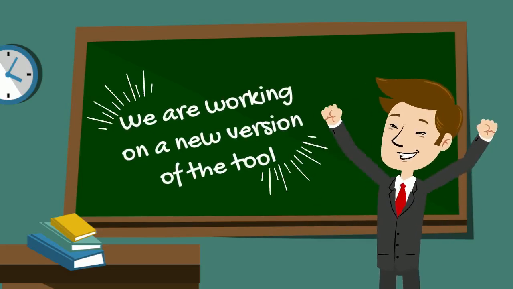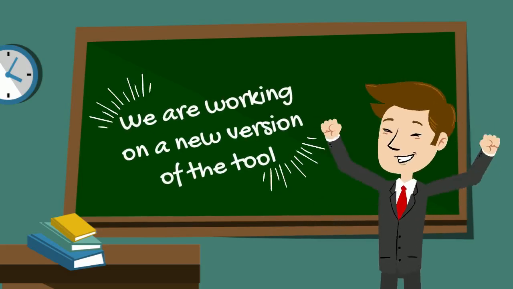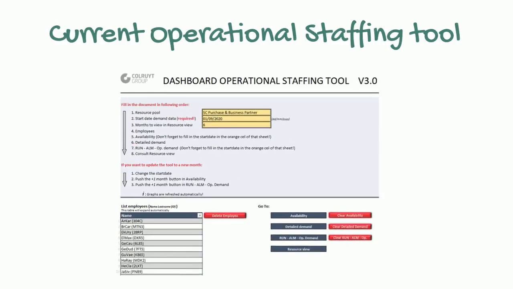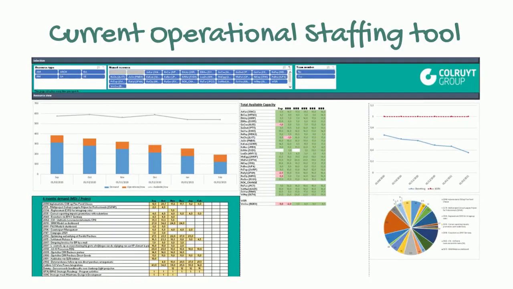And finally, we are working on a new version of the tool. In the current operational staffing tool, you first fill in all required information. In the resource view, you will then get an overview of your team members. You can see on which project they are working and consult their availability.